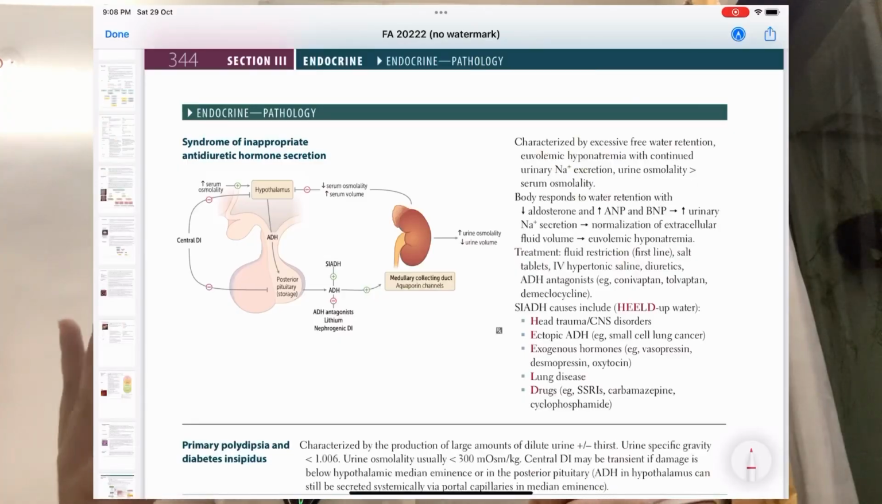Alright, let's start with the first condition, that is SIADH in the pathology of the endocrine system. So for SIADH, remember what hormones are released, remember what the sodium level is.